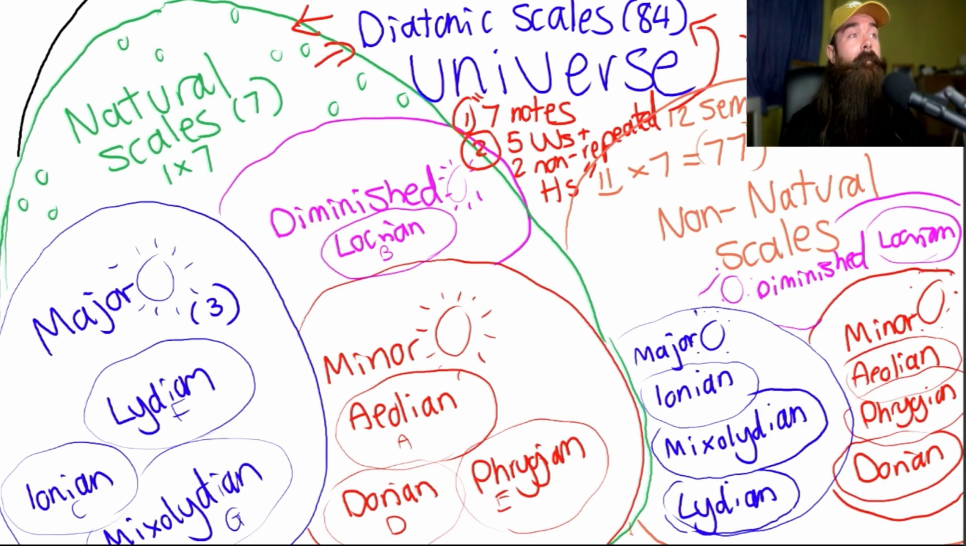It happens to have 5 of one and 2 of the other, 2 non-repeating of the other, I should say. But any diatonic scale must be 7 notes, and therefore it encompasses every single one of those modal scales that we've talked about, whether it's non-natural or natural, and so on. So there are 84 of those.